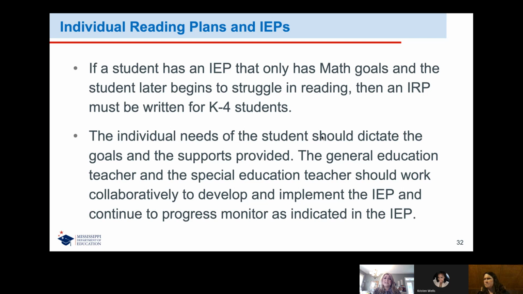The goal of this is to make sure you have that documentation, because if it comes to the end of third grade and this student may need to have a good cause exemption for promotion, then you want to make sure you have had this documented over time. And so if that hasn't been documented in the student's IEP, then you would need it documented in an IRP.